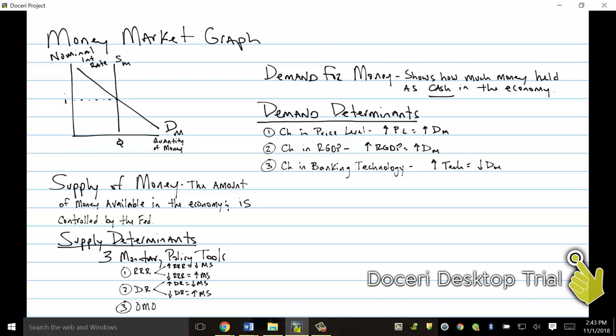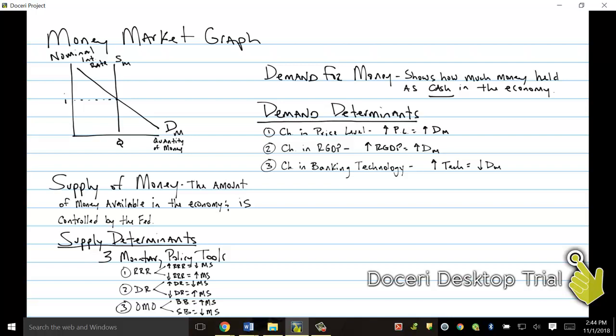And for our last, OMO stands for open market operations. Again, there are two options. We can buy bonds. When we buy bonds, we increase the money supply. Or we can sell bonds and shrink the money supply by taking money away from a bank's excess reserves.